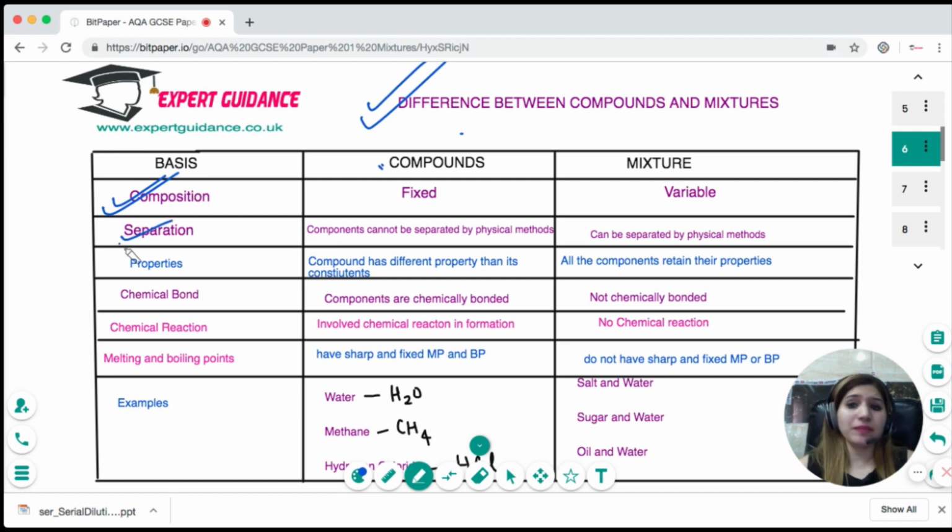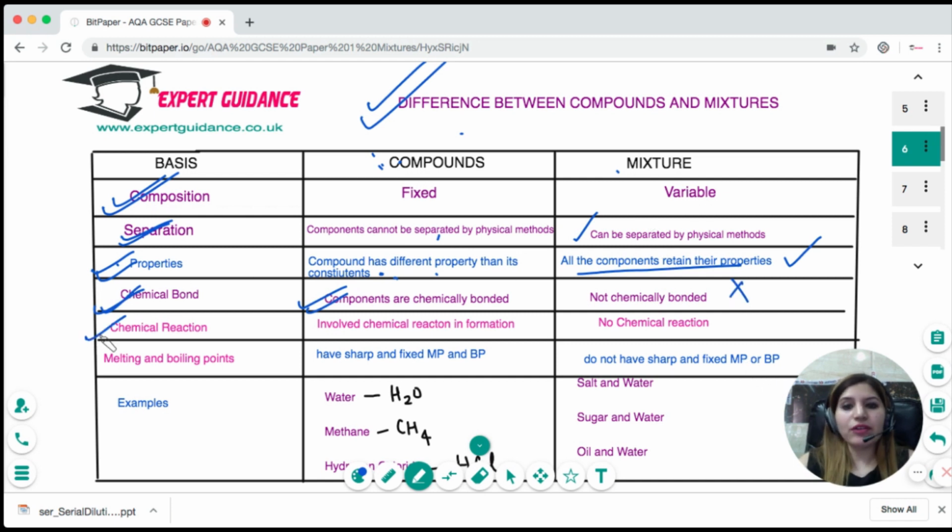Compounds cannot be separated by physical means, but mixtures you can separate by physical means, like evaporation, crystallization, filtration. In terms of properties, a compound has different properties from its constituents. For example, water has completely different properties from its constituents, hydrogen and oxygen. In mixtures, all the components retain their properties. Next is the presence of chemical bonds. In compounds, the components are chemically bonded, but they are not bonded in a mixture.